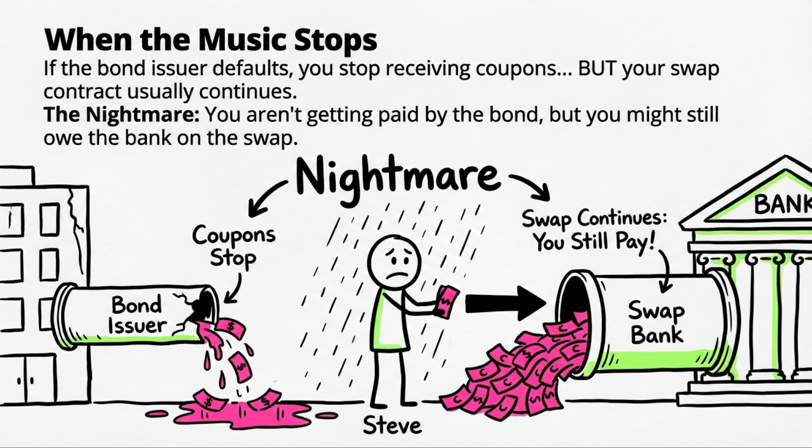However, this is critical. Your swap contract with the bank usually continues. You still have to pay the fixed rate to the bank. This can be a nightmare scenario. You aren't receiving the coupon from the bond, but you still owe the bank. In practice, there are perfect asset swaps, where the swap breaks if the bond defaults, but these are more expensive.